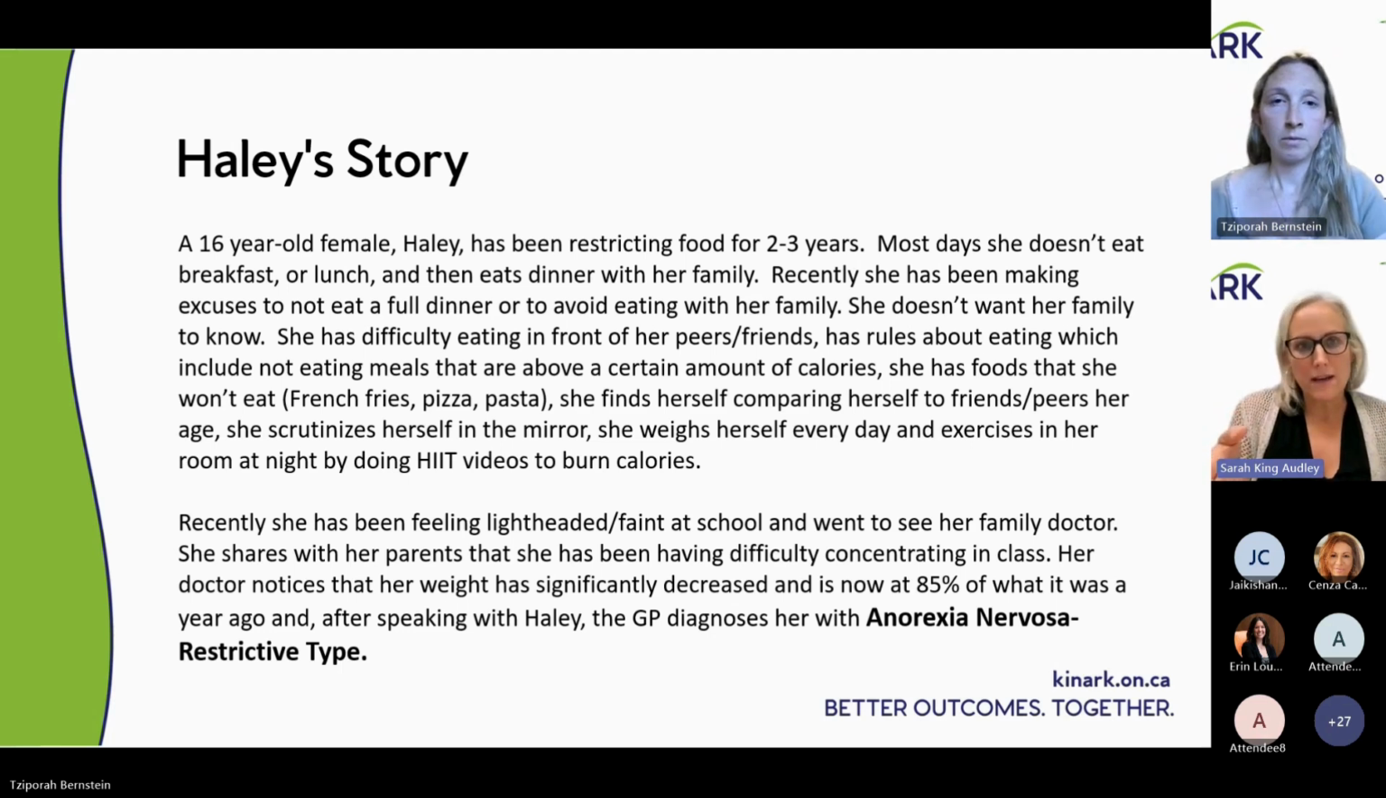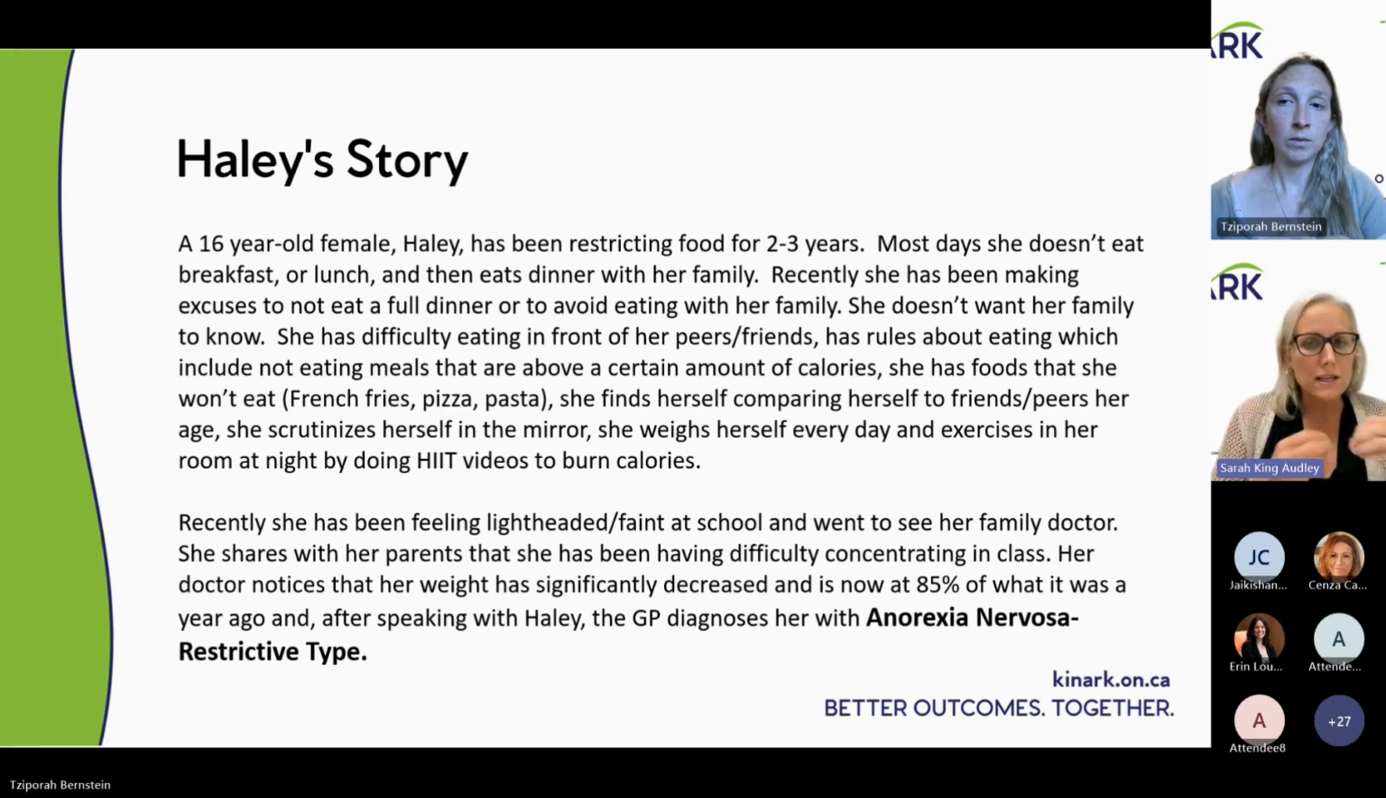So a 16-year-old female, Haley, has been restricting food for 2 to 3 years. Most days she doesn't eat breakfast or lunch and then eats dinner with her family. Recently, she's been making excuses not to eat a full dinner or to avoid eating with her family. She doesn't want her family to know. She has difficulty eating in front of her peers and friends, so often doesn't eat lunch or won't eat with friends. She has rules about eating, which include not eating meals that are above a certain amount of calories. She's probably always counting calories. She has foods that she won't eat.